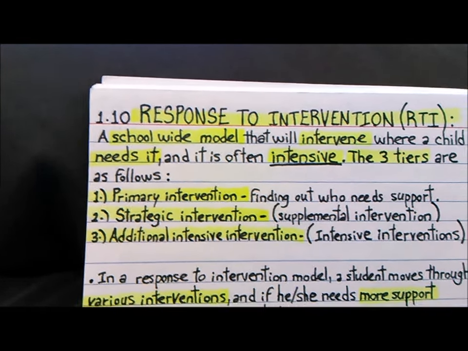Oh, these are little acronyms right here. You've got BICS, Basic Interpersonal Communication Skills; CALP, Cognitive Academic Language Proficiency; ELL, English Language Learner; ESE, Exceptional Student Education; ESOL, English for Speakers of Other Languages; LEP, Limited English Proficient; LER, Limited English Reader; LES, Limited English Speaker; NEP, Non-English Proficient.